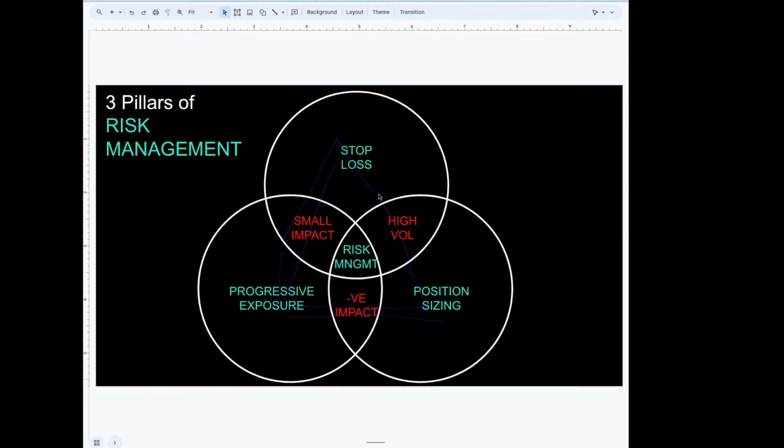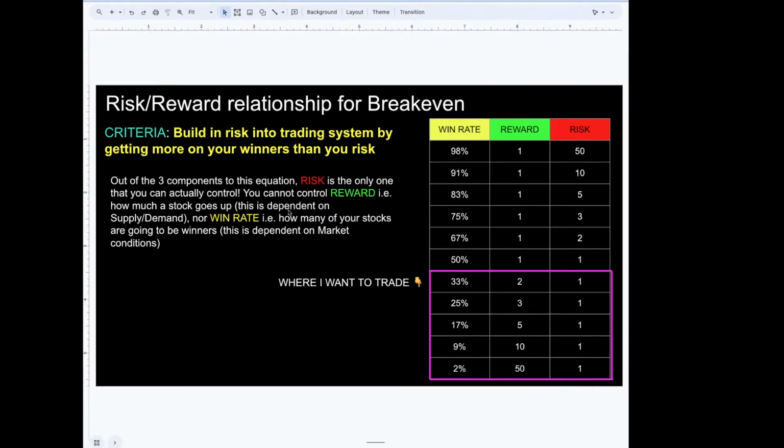Maintaining a positive risk-reward relationship is crucial for successful trading. This relationship dictates that your average stop loss should be a function of your expected average gain. The reason for this is because out of the three components of the trading profit formula, win rate, reward, and risk, risk is the only element that you have direct control over since it is a function of when you buy and when you sell.